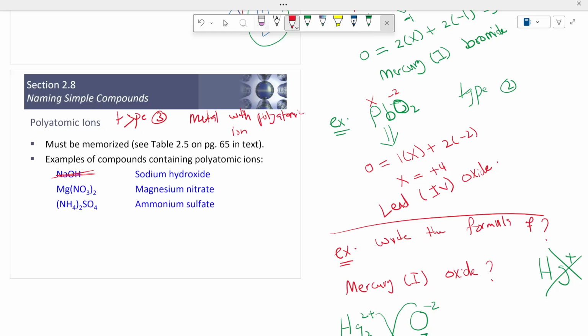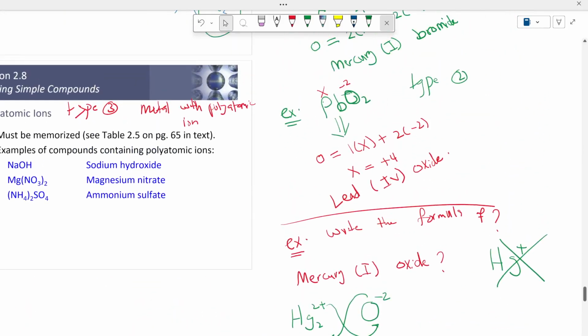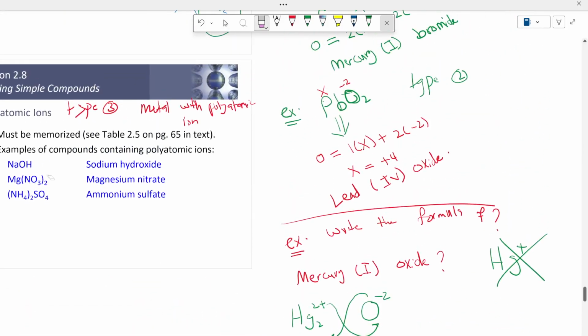NaOH. This is type 3. We have a metal which is sodium. OH, from the table, here is the table, here is OH, can you see it? The name of OH is hydroxide. So Na, write the name of the metal as it is, sodium. The name of the polyatomic ion as it is, hydroxide, so it will be sodium hydroxide.